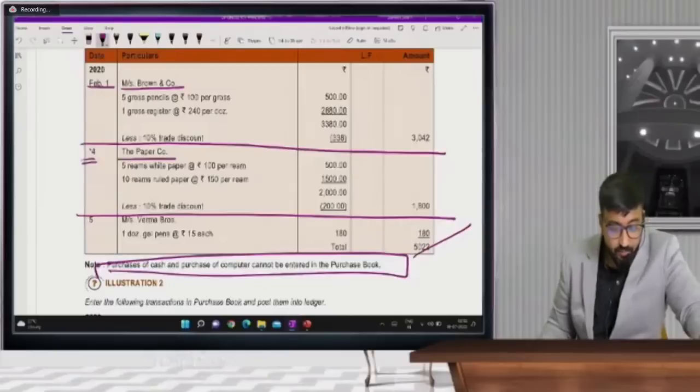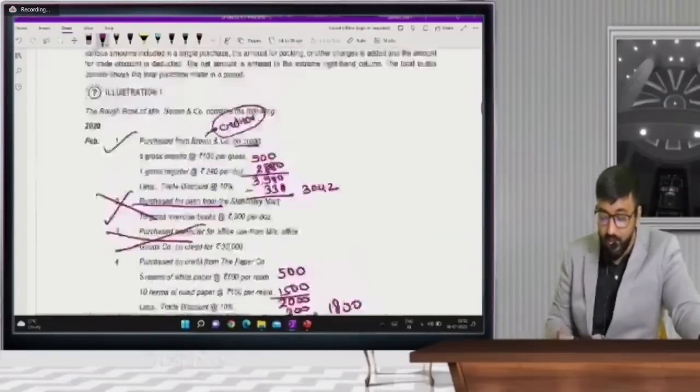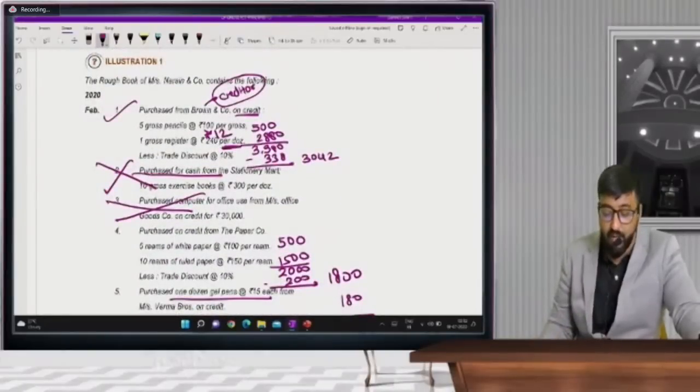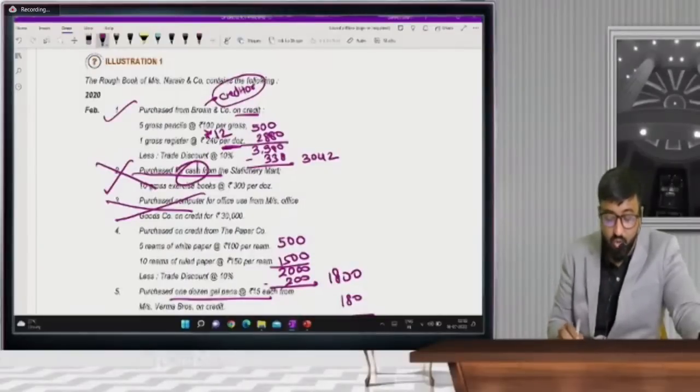Okay. How did 2880 come, beta? Who is this gentleman? 240 gross, rate per dozen. So per dozen means 12. Okay, so 240 into 12. Second and third were left, beta. Purchase for cash, cash is not allowed. Computer is not allowed.